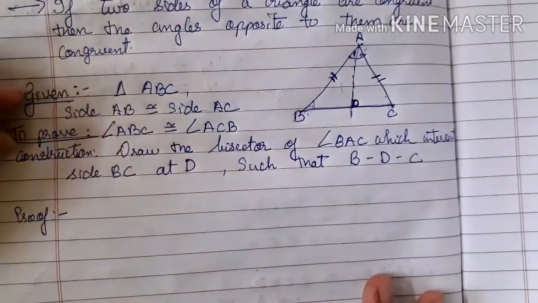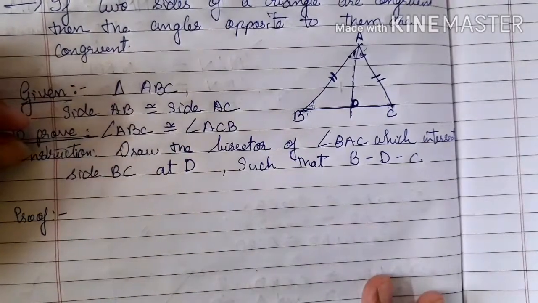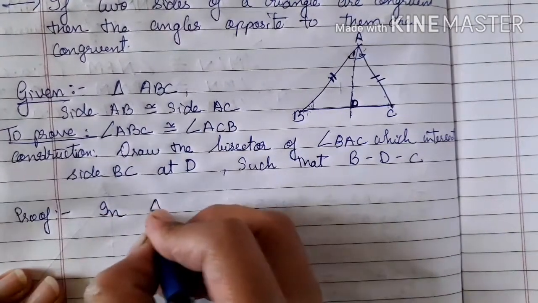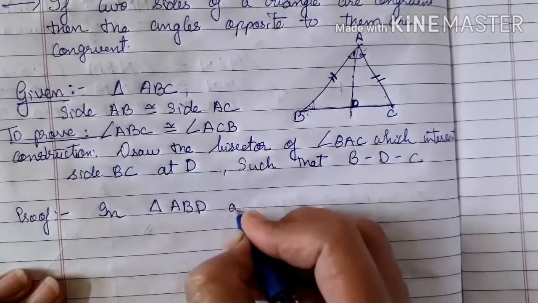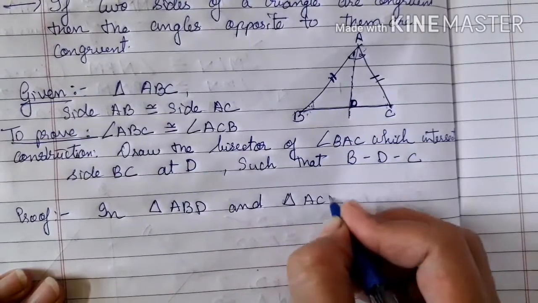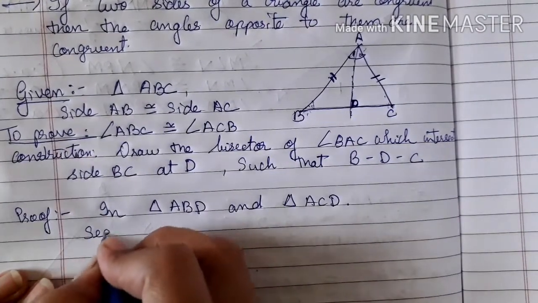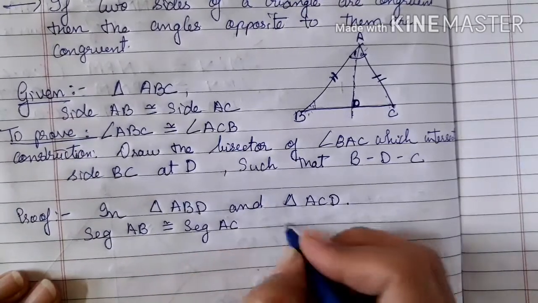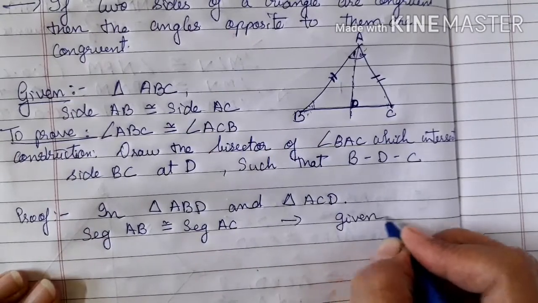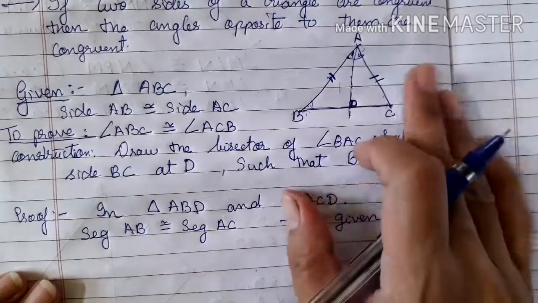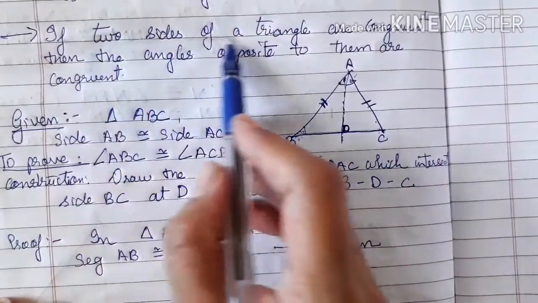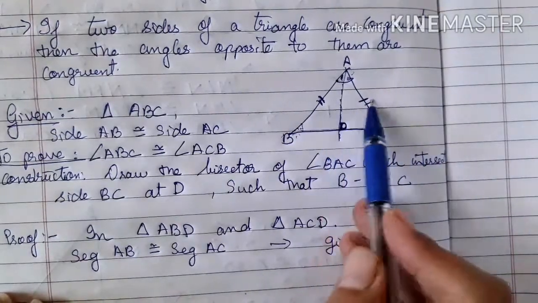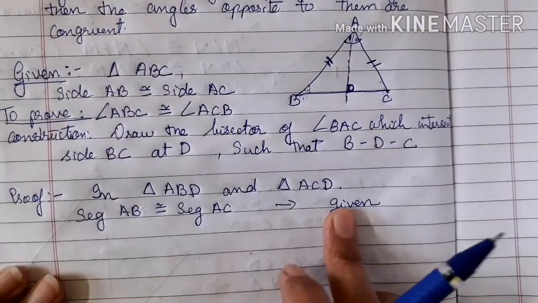Okay, children, you all have to write it in this way only. First given, to prove, construction and then proof. So from this we will get, in triangle ABD and triangle ACD, segment AB is congruent to segment AC, which is given. It has already been given in the diagram and it is also said in the theorem. The statement also states it, and the diagram also shows it. So you have to write it as given.